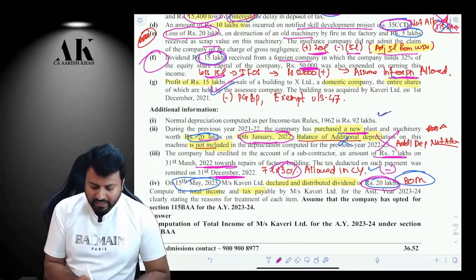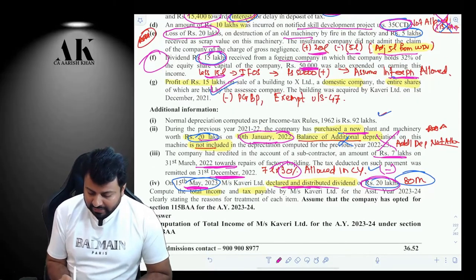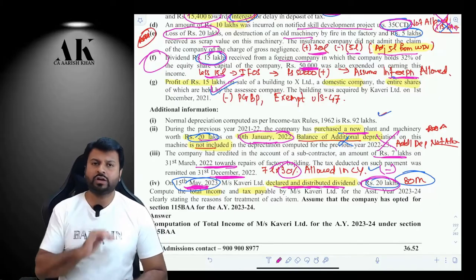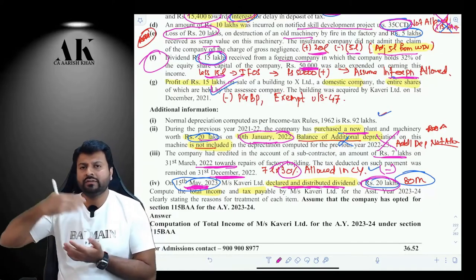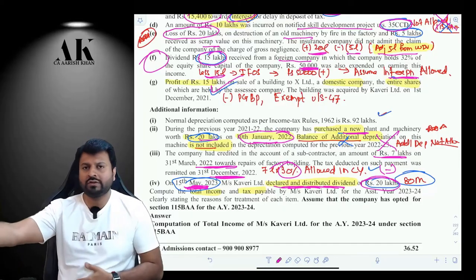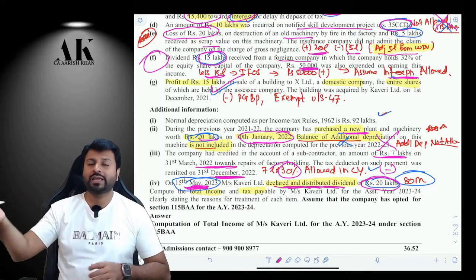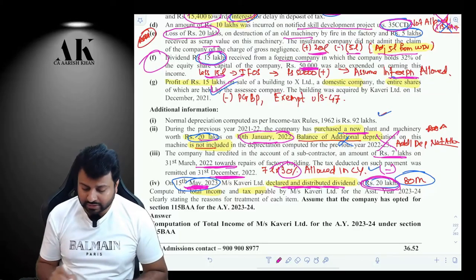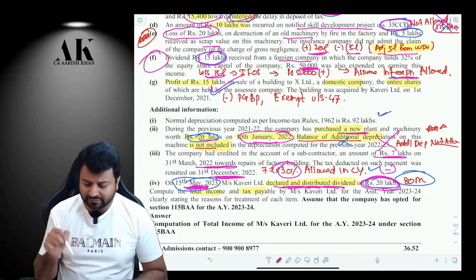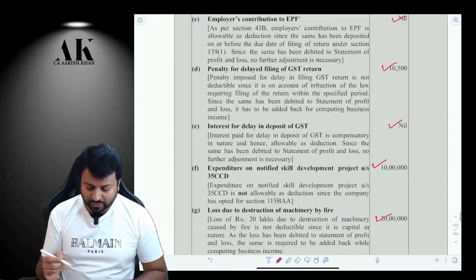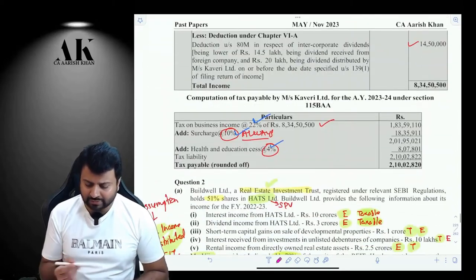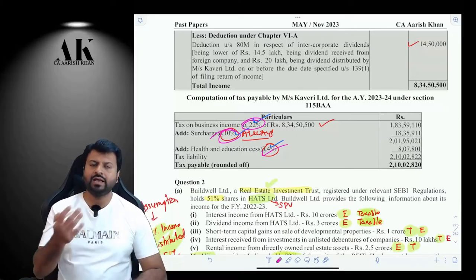Deduction under ATM. And you have made the payment of dividend declared and distributed within 1 month before the due date of filing of return. So whatever dividend you earn, if you declare and distribute that dividend to the shareholders within 1 month prior to the due date of filing of return, you will get the deduction of that dividend. So you can take the deduction of this 20 lakhs or 14 lakh 50,000, whichever is lower. After doing that, you will compute the total income and then you will compute the tax. Tax will be very simple: 22% tax, 10% surcharge, and 4% cess will be applicable as per 115BAA.